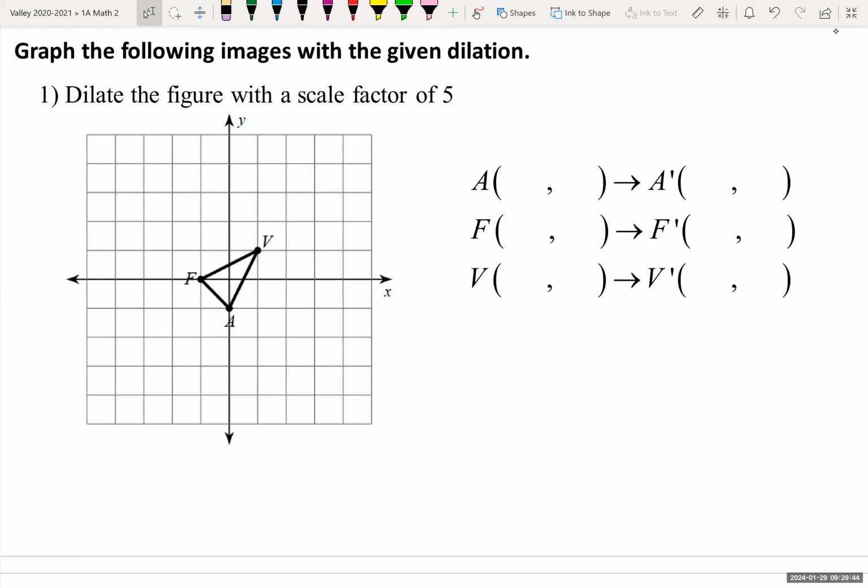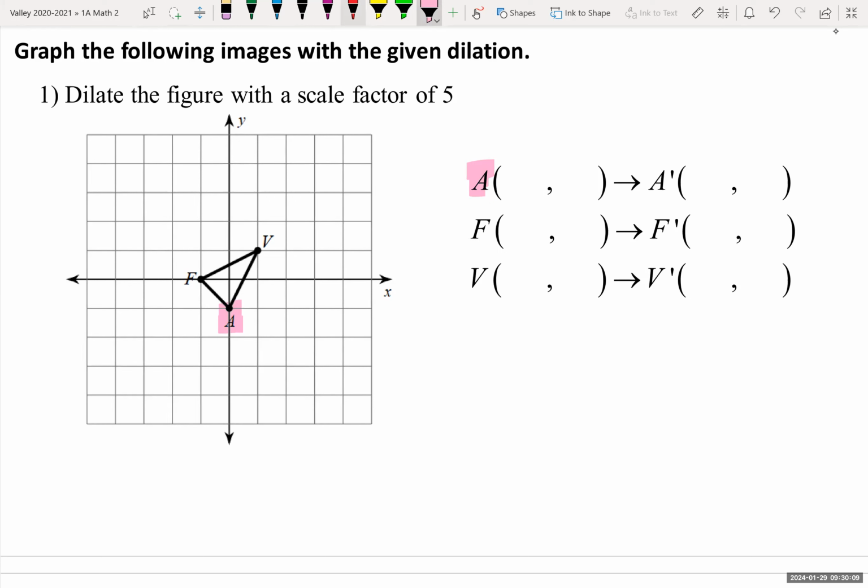So we're going to graph the following images with the given dilation. So first thing we have to do is figure out this part right here, which is the original picture ordered pairs. What are those dots? What numbers go there? So we're going to do that first. So first looking at A. So here's A, and you notice A is down here and it's labeled. So make sure you're looking at the right letter. Don't mix them up. Make sure you're looking at A.